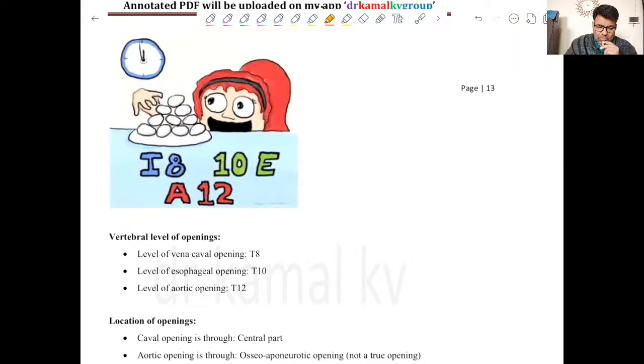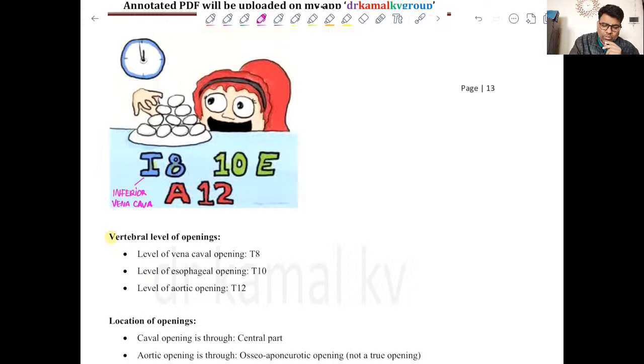Now one important question which is usually asked is about the vertebral levels. Many times we have seen questions on vertebral levels. There are three important vertebral levels corresponding to the three openings of the diaphragm. Like you can remember, I ate 10 eggs at 12. So I is actually inferior vena cava.